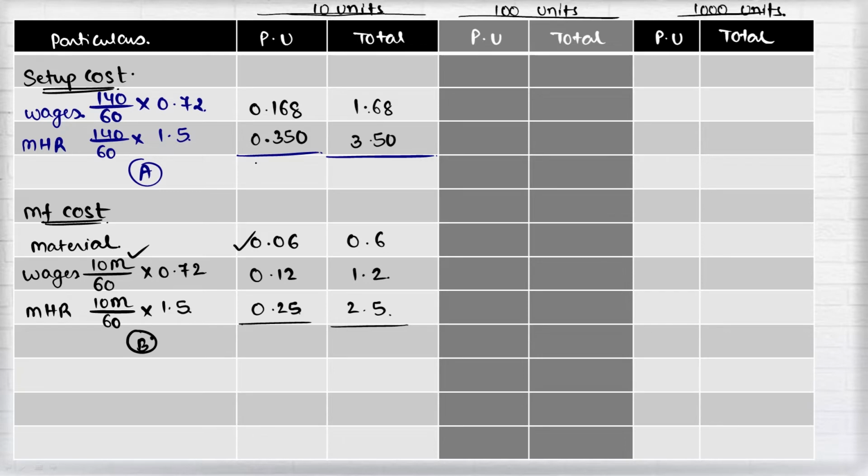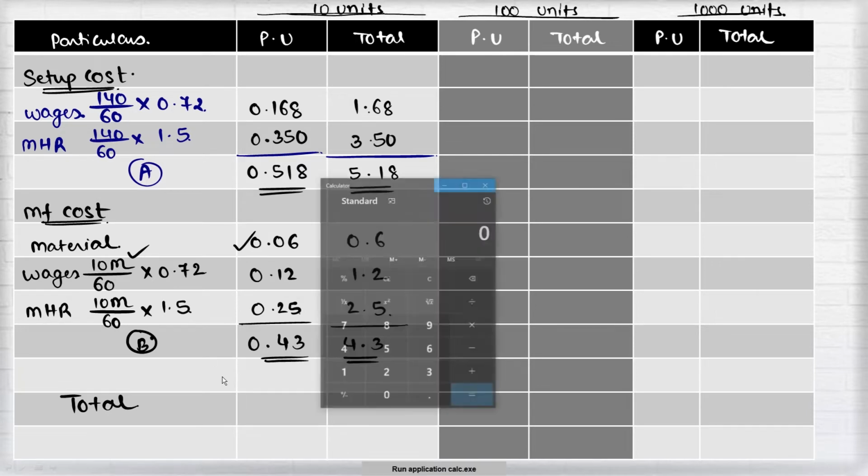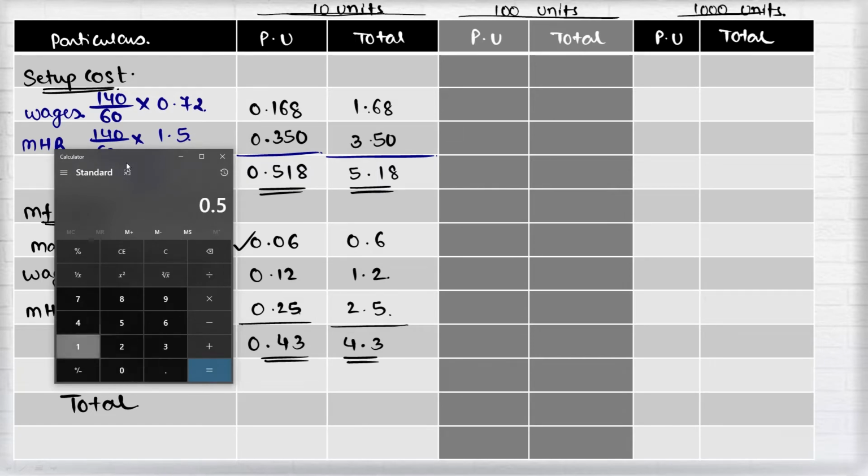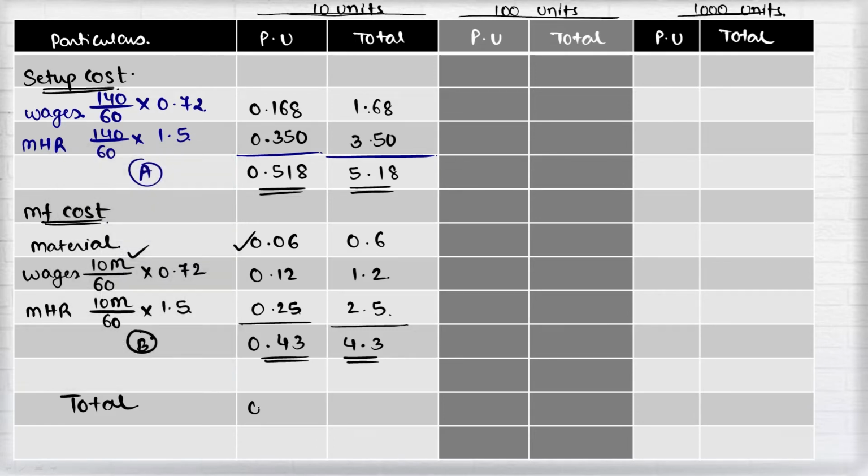Here the total cost, setup cost per unit will be 0.518 and this will be 5.18. This will be 0.43 and 4.3. I will also be finding out total: 0.518 plus 0.43 is 0.948 and this will be 9.48.